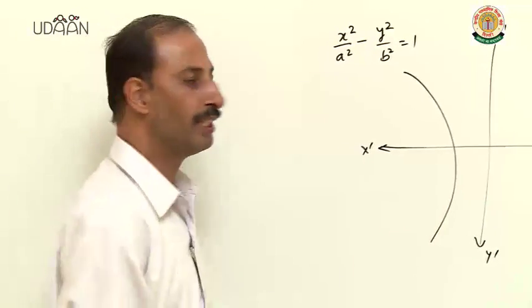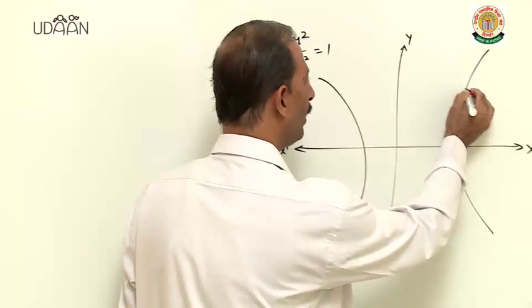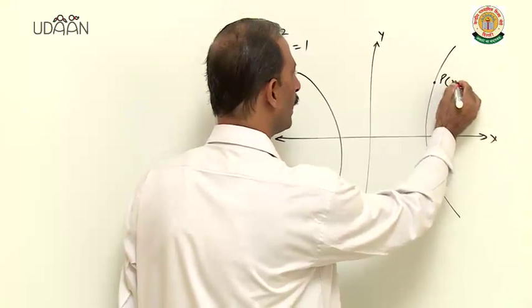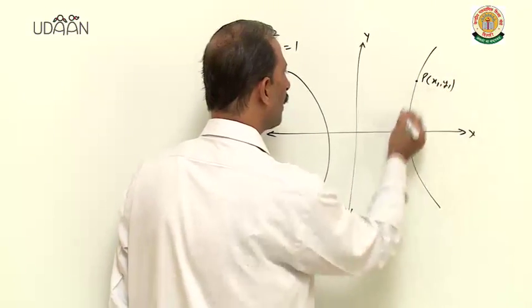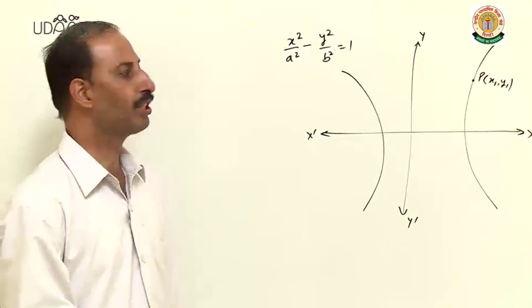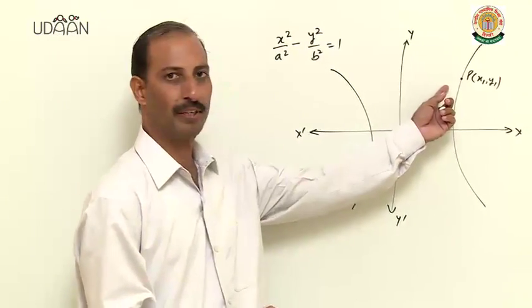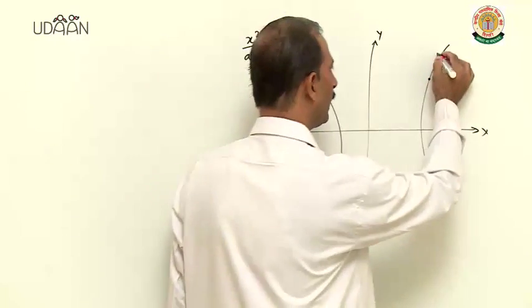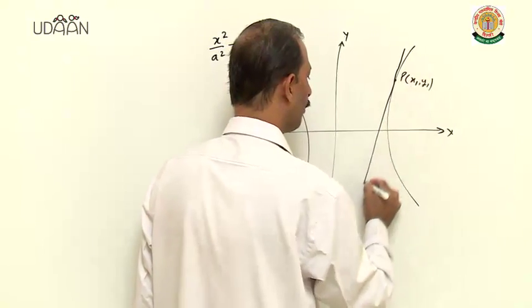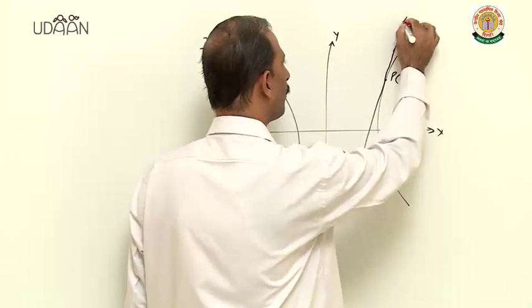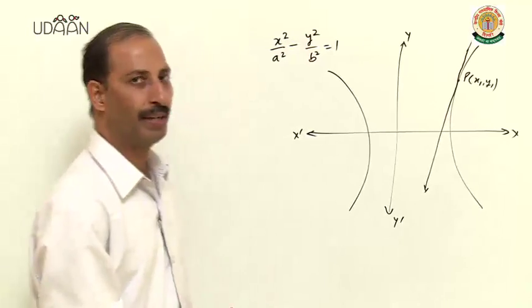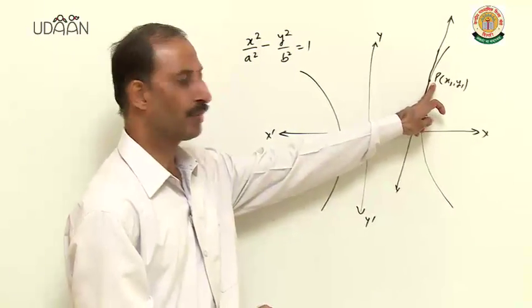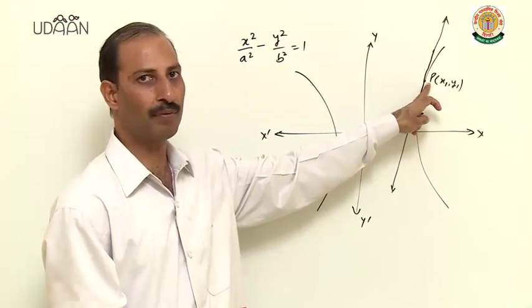We are studying about a tangent. A point is given on the hyperbola, say x1, y1. We have to find out the equation of tangent at this point. So you know, tangent is a line which touches the hyperbola at one point. So this is the point where we have to find out the equation of tangent.